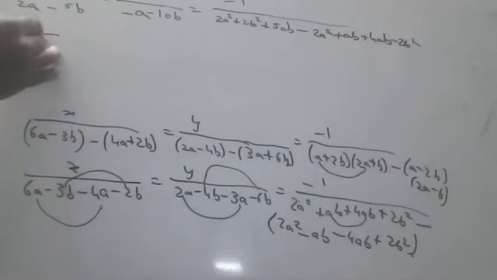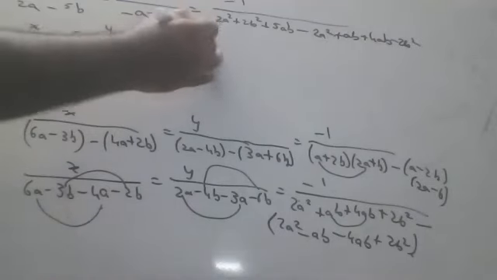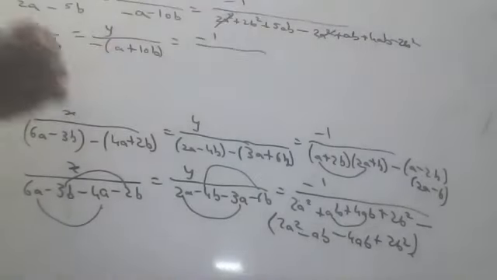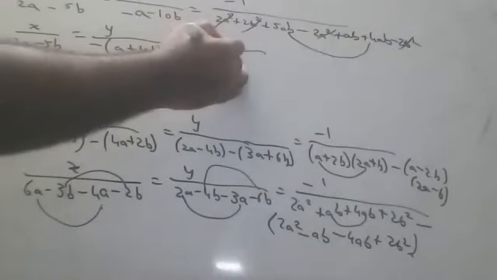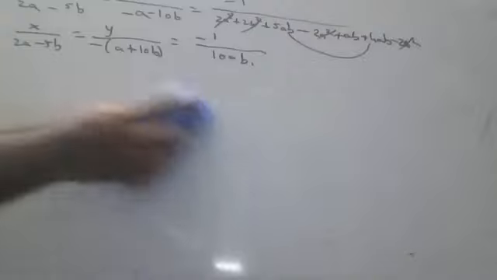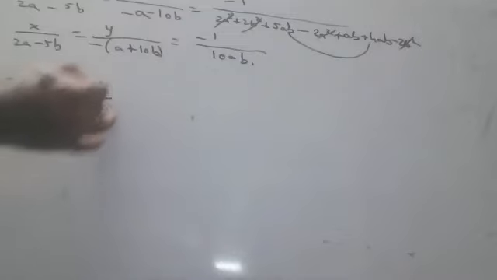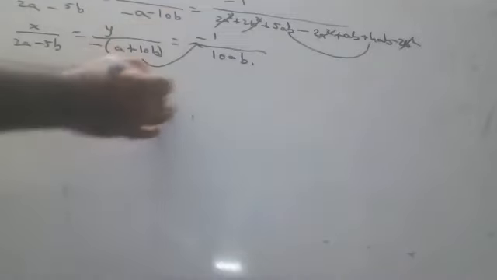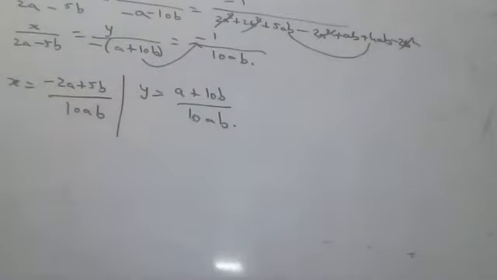x by 2a minus 5b, y by minus, if you take common, a plus 10b, is equal to minus 1 by, 2a square cancel, children. 2b square cancel, children. 5ab plus 5ab is 10ab. This can be called correct. Okay, children. Now, if you want x, you take this here, children. X is equal to, this goes here, minus 2a plus 5b, because signs will change, because minus is there, by 10ab. If I want y, children, y, you take here, minus into minus plus only, children, a plus 10b by 10ab. This is your answer, sixth question, children.